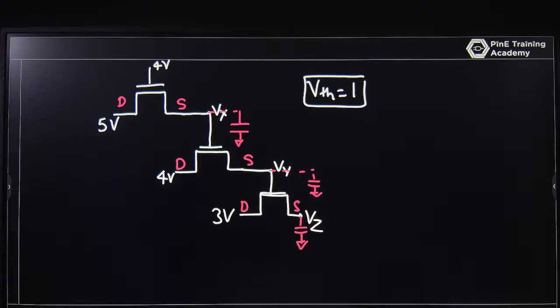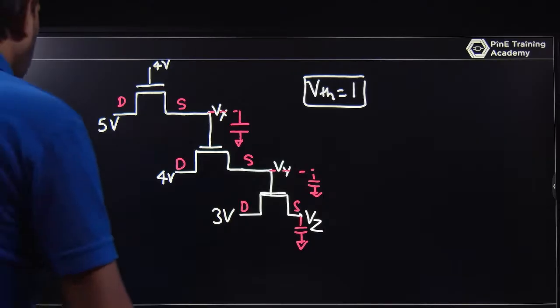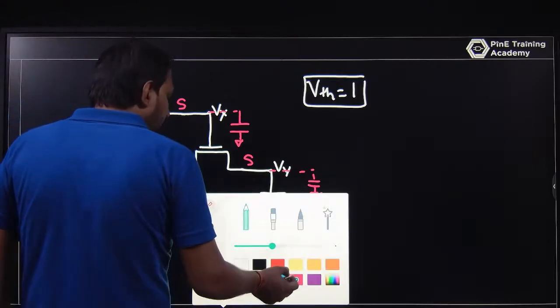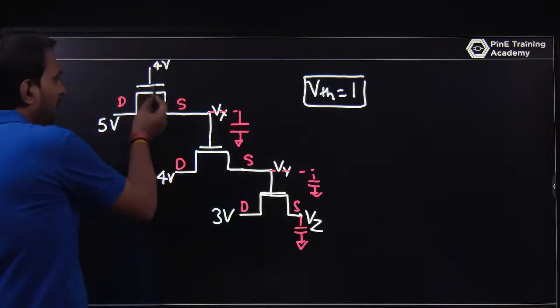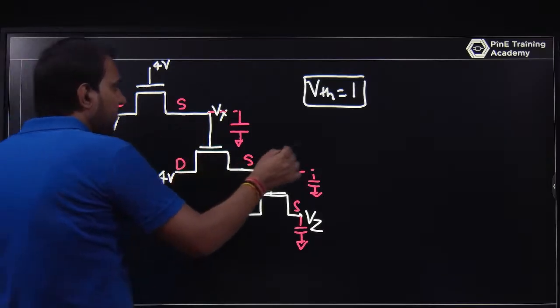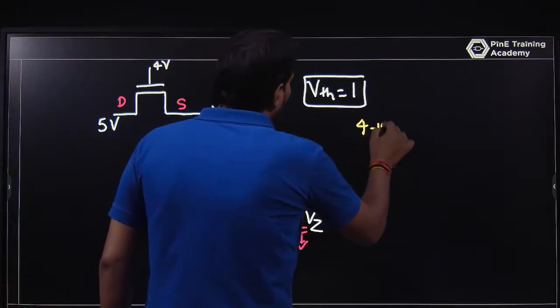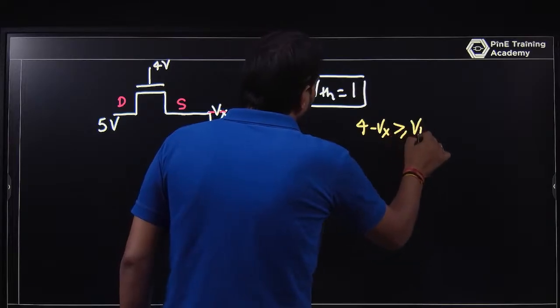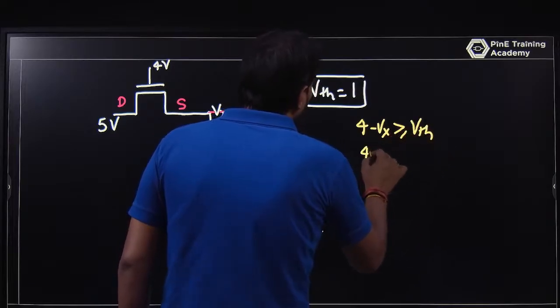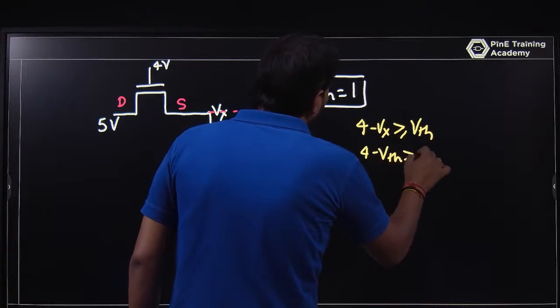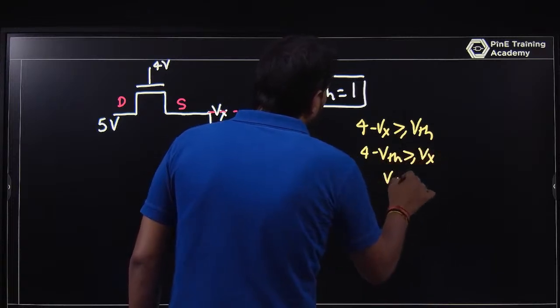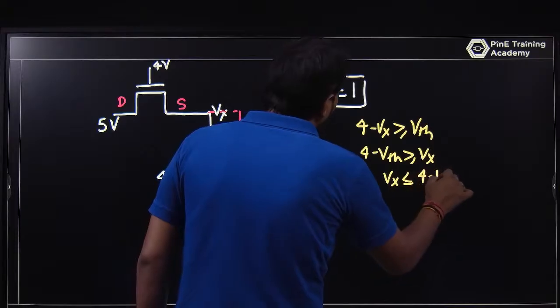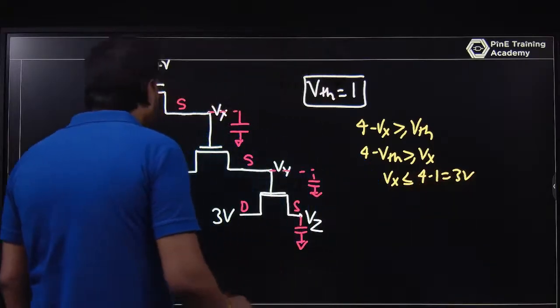Yes, everyone. What is Vx? What is Vy? What is Vz? If you are looking at this MOSFET, 4 minus Vx is greater than or equal to Vth. So 4 minus Vth is greater than or equal to Vx. So Vx should be less than or equal to 4 minus 1, that is 3 volt.